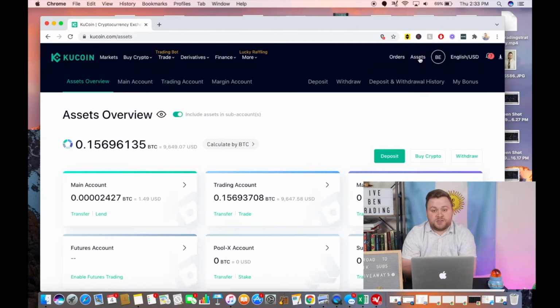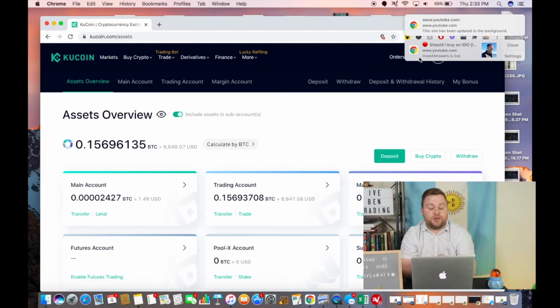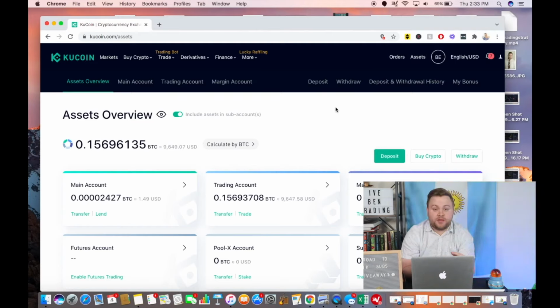And if you don't transfer your funds from your main account to your trading account, when you go and try to place trades, you won't see your crypto there. But don't worry, it just means that you haven't moved it over. So just go back and click on the transfer button.